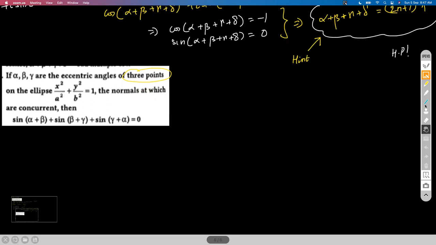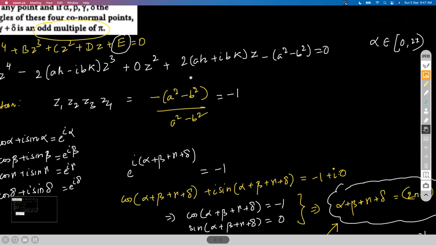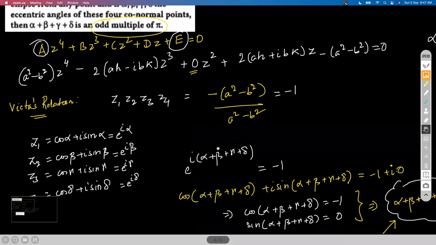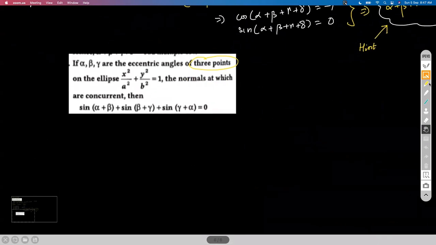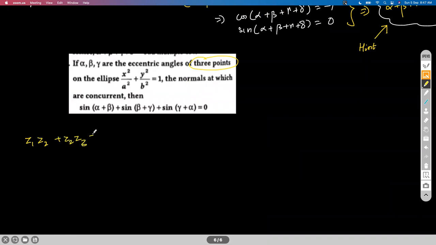Okay, see here, everybody. Let us not forget that the coefficient of z square is actually zero. This is a very important part. What does it mean? It means that the sum of the product two at a time is equal to zero, isn't it? Let's say Z1, Z2, Z3 are the roots of that biquadratic equation in Z. So Z1Z2, Z2Z3, Z3Z4, Z4Z1, Z1Z3, and Z2Z4 should sum to zero.